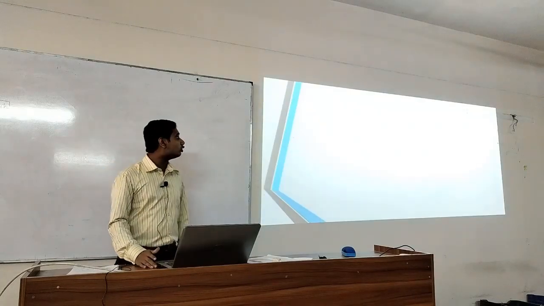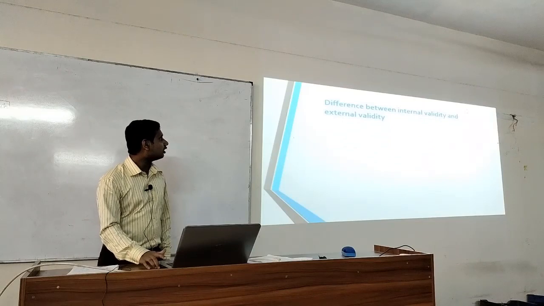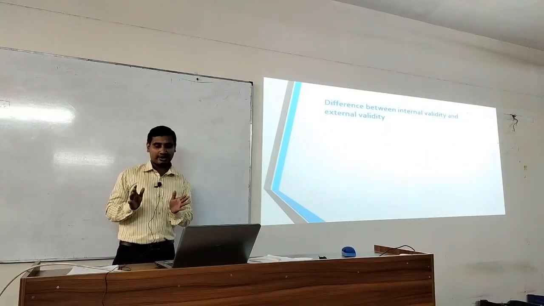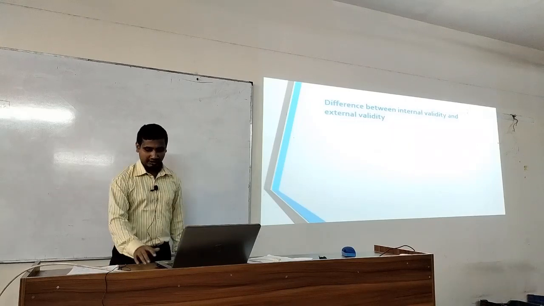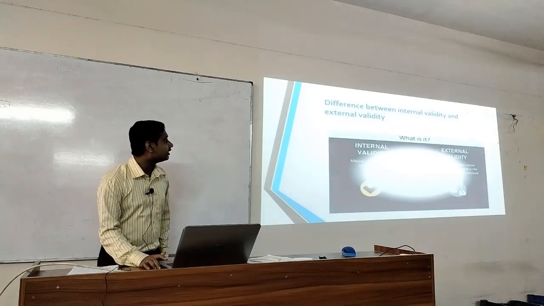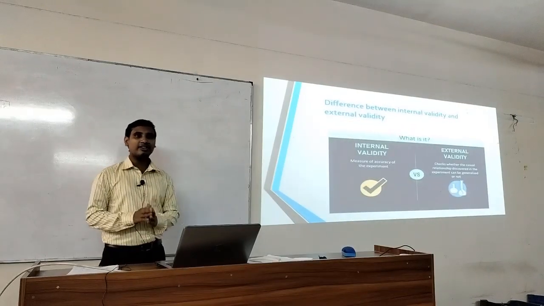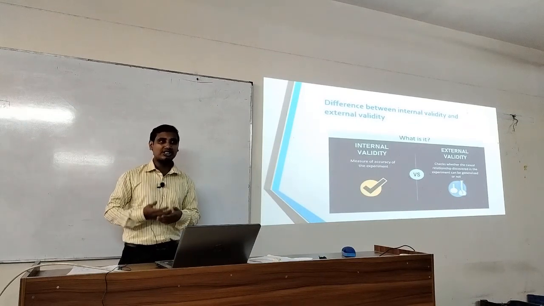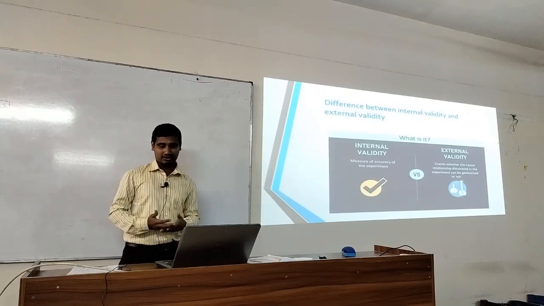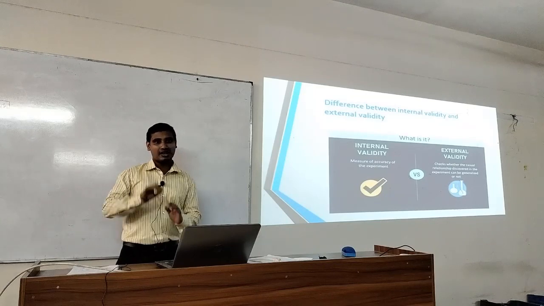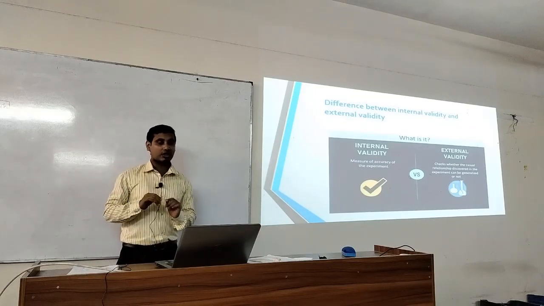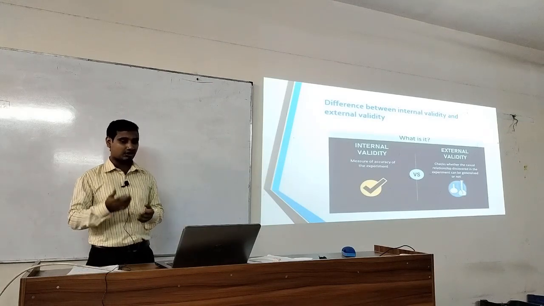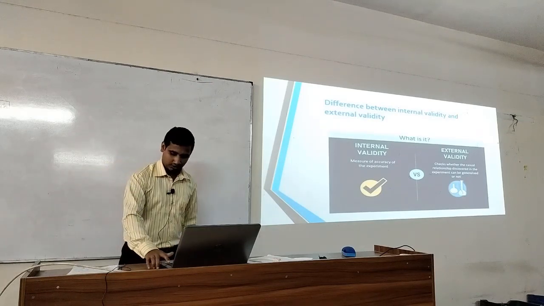Now I am going to discuss the difference between internal and external validity. So let's see what it is. Internal validity measures the accuracy of the experiment, and external validity checks whether the causal relationship discovered can be generalized or not.